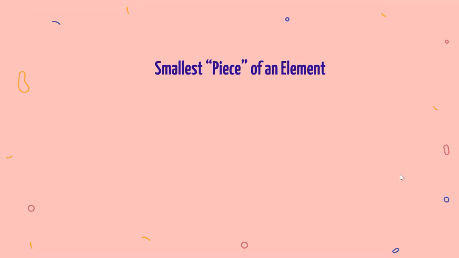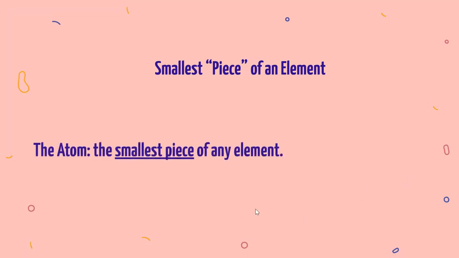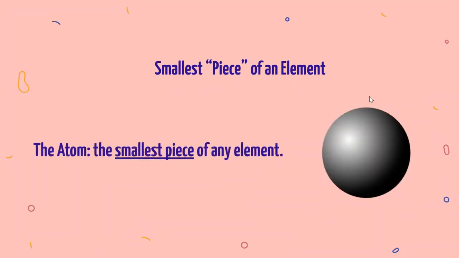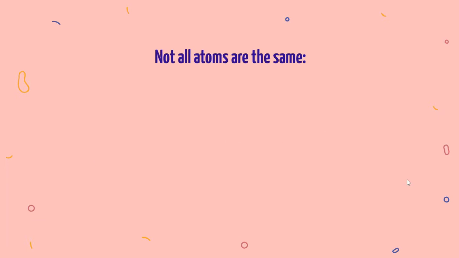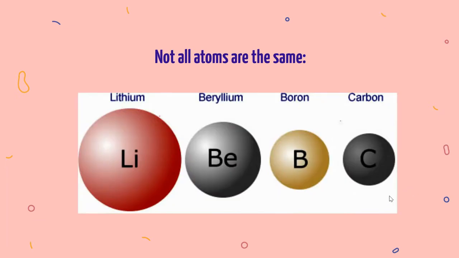What is the smallest piece of an element? We call that an atom. And really, our simple model of this, which we'll revise in a later unit, is a simple hard sphere. So if we think back to that bar of gold, this might be the smallest piece of that gold. It's still an element, it's just that single piece. Know that not all atoms are the same. On this slide, I have 4 different elements: carbon, boron, beryllium, and lithium. And by themselves, these represent single atoms of those 4 elements.